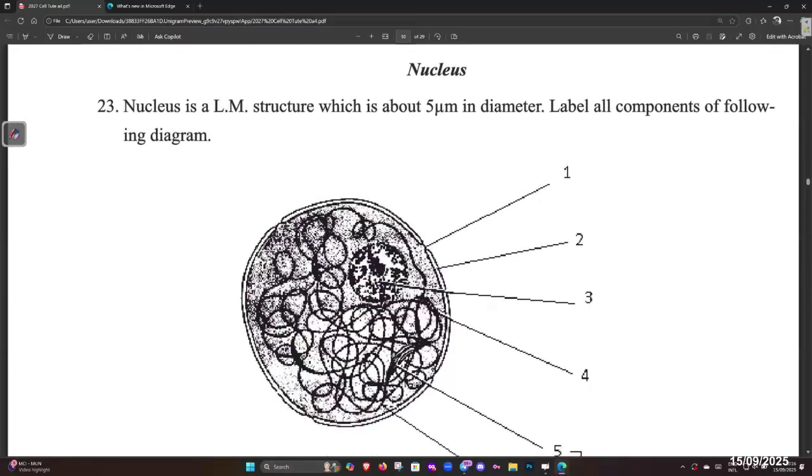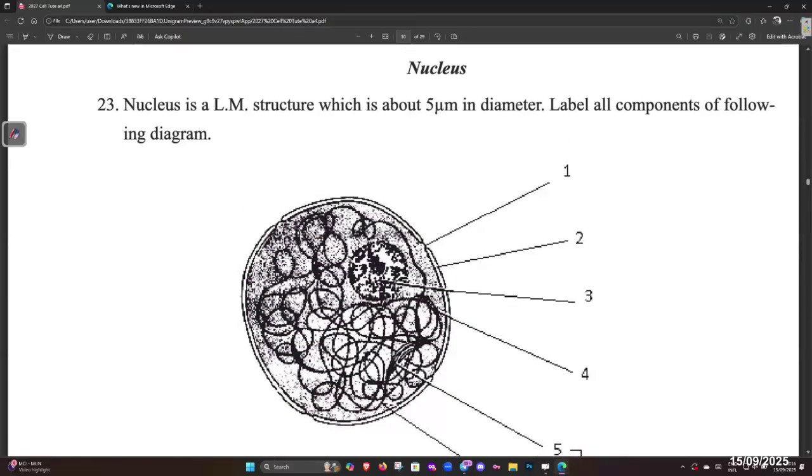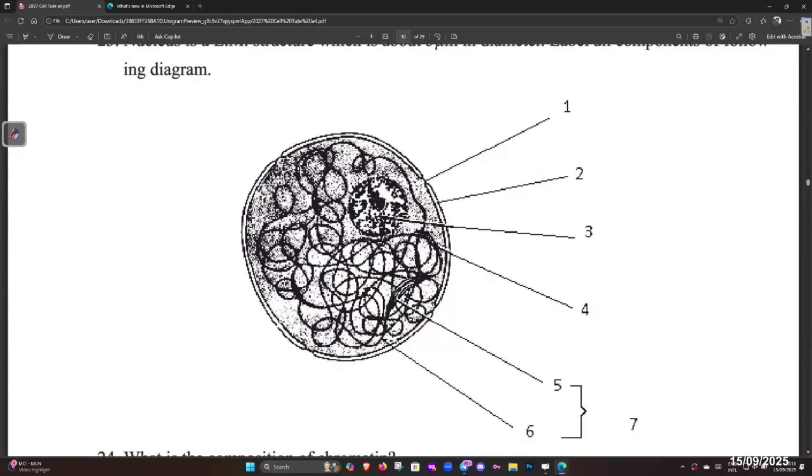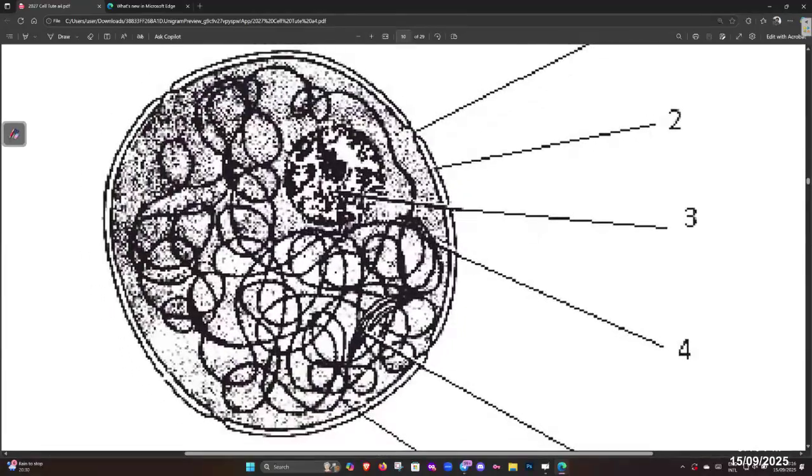Right. Question number 23. Nucleus is a light microscopic structure which is about 5 micrometers in diameter. Label all components of the following diagram. Number 1, nuclear pore. We labeled it last time, I can remember. Number 2, nuclear envelope. Number 3, nucleolus. Number 4, we'll take nuclear plasm.